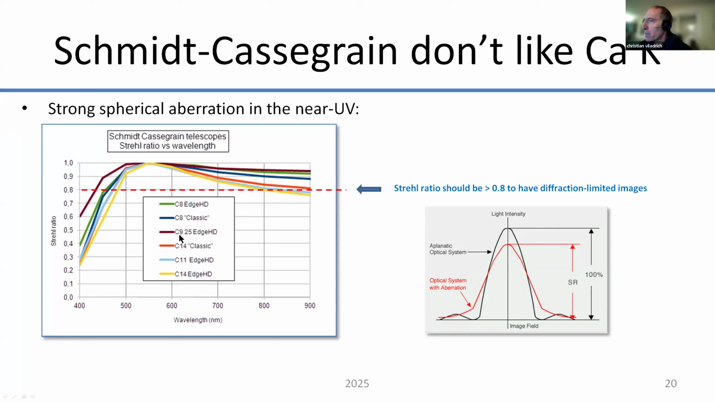The exception, you can see the C9, 9-inch. This one is a bit better. It's a bit better. Still, it is not larger than 0.8. But depending on the unit, some are a bit better, some a bit worse. So this is this one. Maybe you can try to do something with it, but basically it is really worthless. You spend time and you won't be able to get anything from a Schmidt-Cassegrain telescope with calcium for sure.